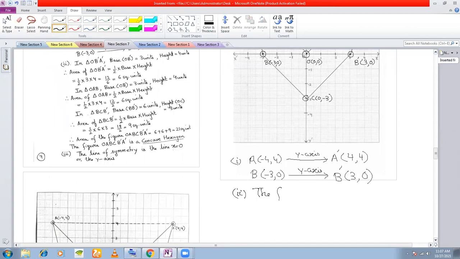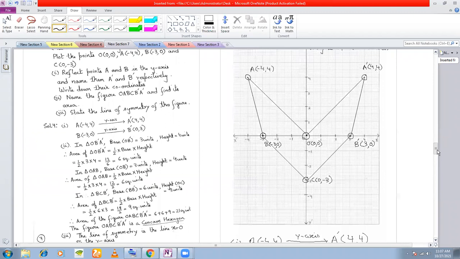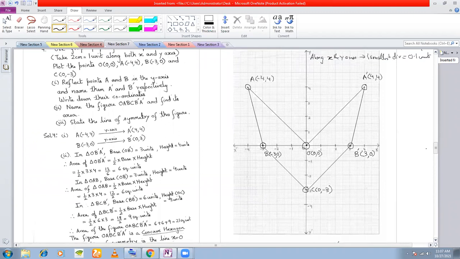The figure OABCB'A' is a concave hexagon. Okay, concave hexagon. Fine. Now we are required to find out the area of this. How do I find out the area of this? If you see, the area of this consists of 3 triangles. This triangle here, this triangle here, and this triangle here, which is BCB', this triangle.